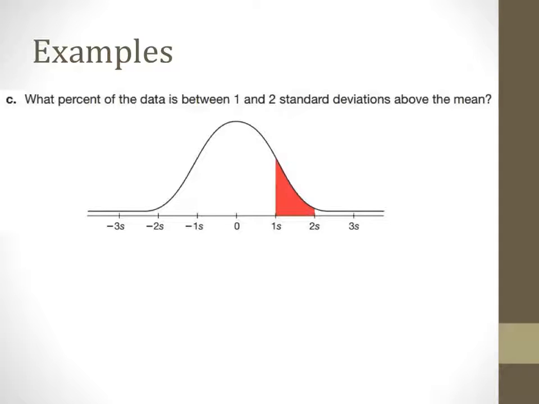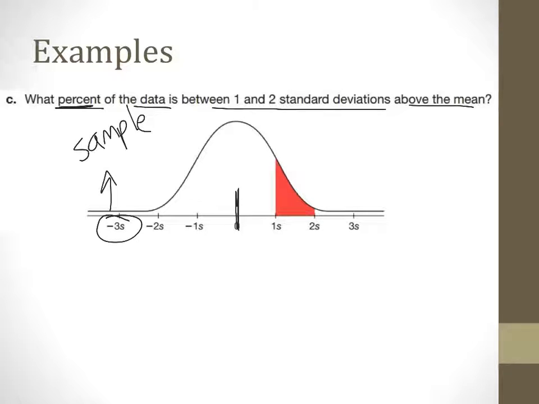For this next example, you'll notice that in the last 2 examples we always did something with the mean, either above the mean or between the mean and 2 standard deviations. This one is asking something completely different. What percent of data is between 1 and 2 standard deviations above the mean? So this red area in here, again, this is a sample because the standard deviations are labeled with S's. We're going to have to combine two ideas here.